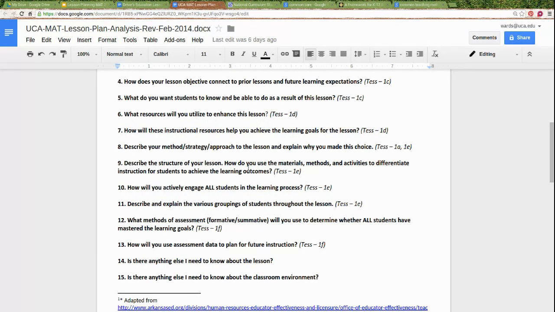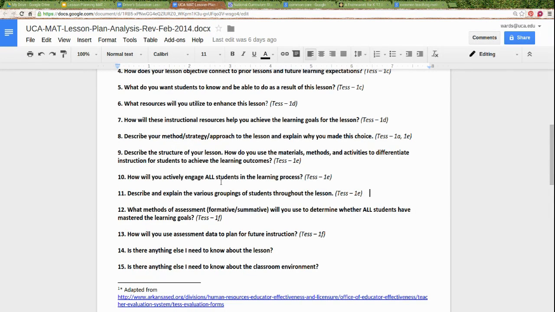Number 9, methods, materials, and activities. Why have you chosen those for these particular kids? This is an appropriateness question. So your focus is on these students, ninth graders, if it's the driver's ed example. Why have I chosen these for these kids in particular?